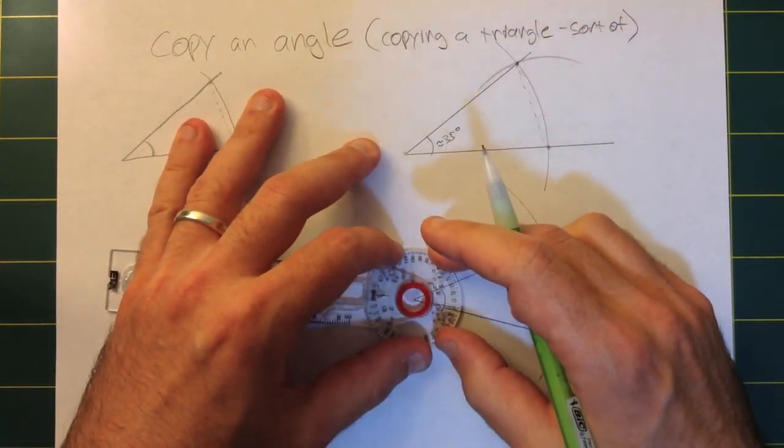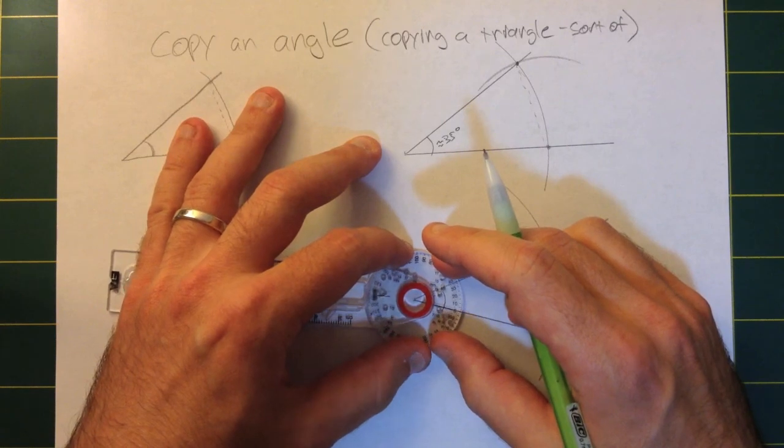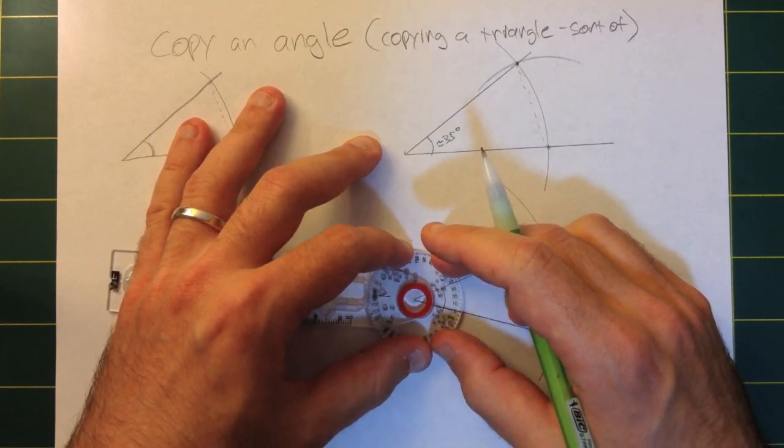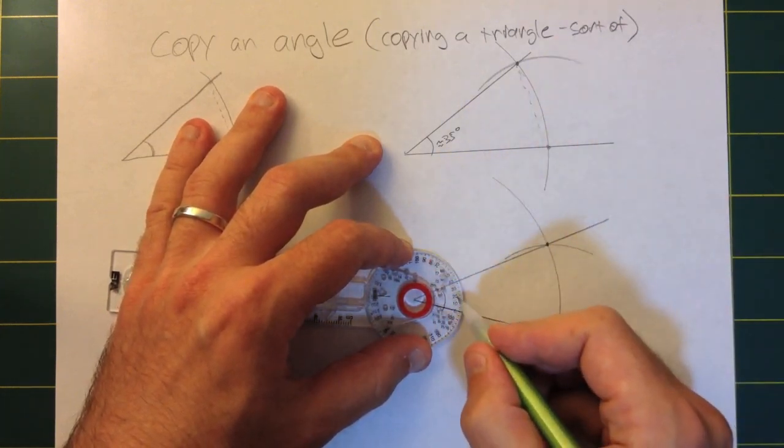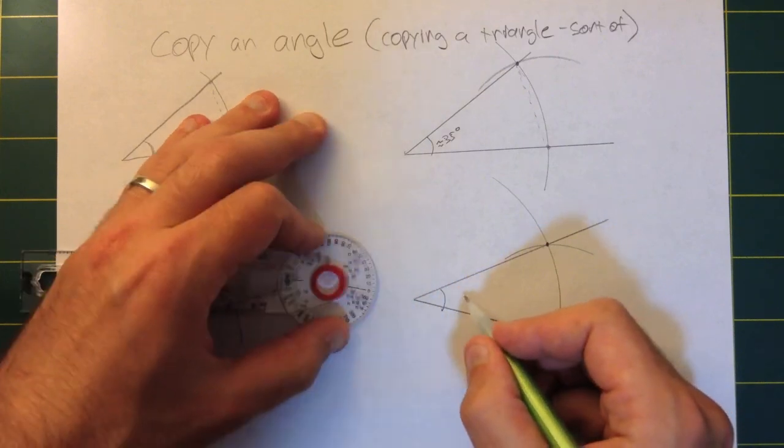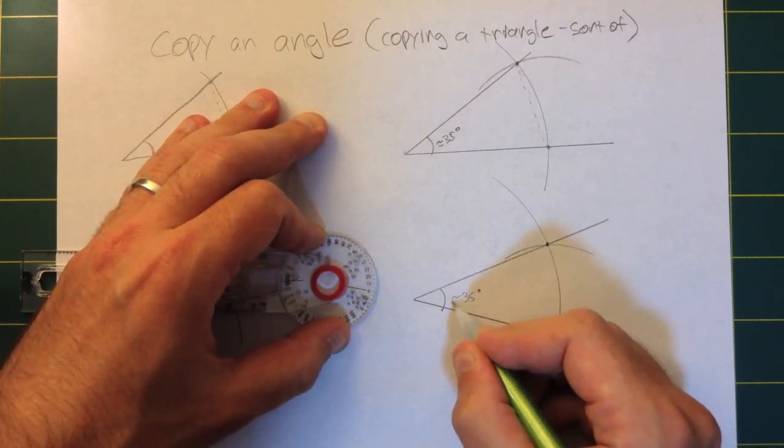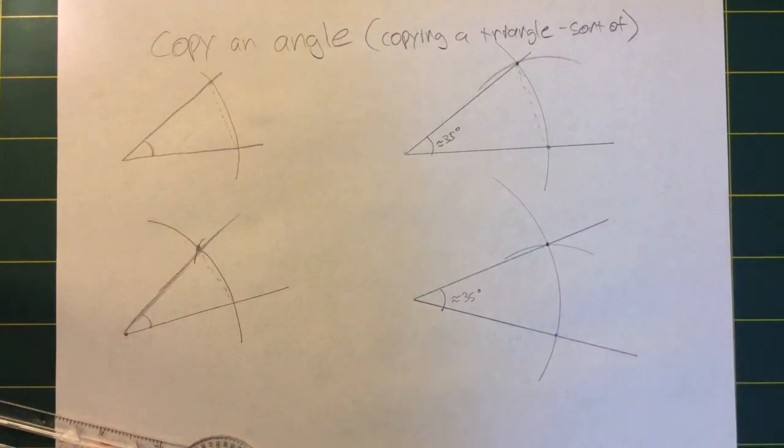I'm going to check this one. Put the center at that vertex, line up the 0 with one of the sides, 10, 20, 35. Yep. This is also about 35 degrees. I know my construction's good.